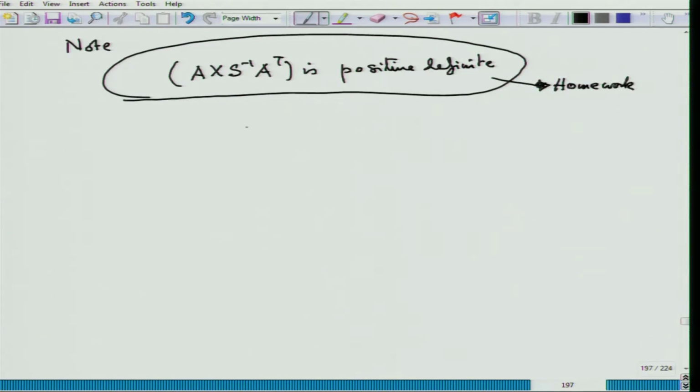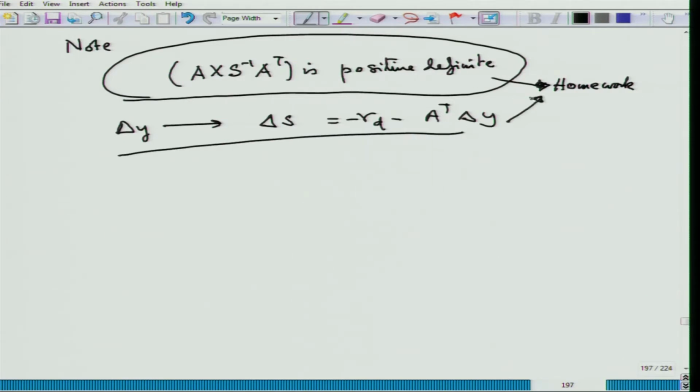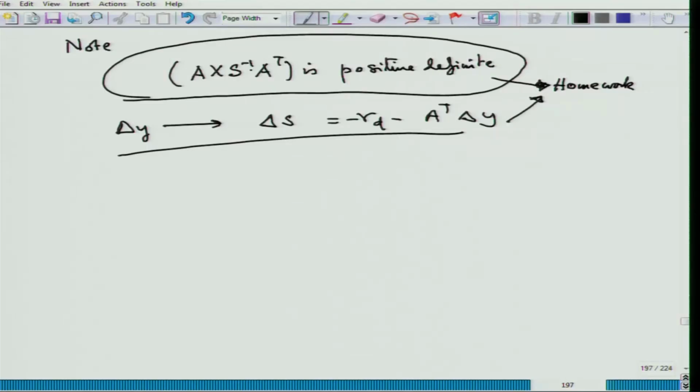So, once you know delta y, you can figure out what delta s is, because once you know delta y, delta s is nothing but minus R D minus A transpose delta y, and once you know delta s, you know delta x. So, this can also be taken as homework, but it will be very important to know whether this matrix is positive definite and how to prove it. It is slightly an important thing.